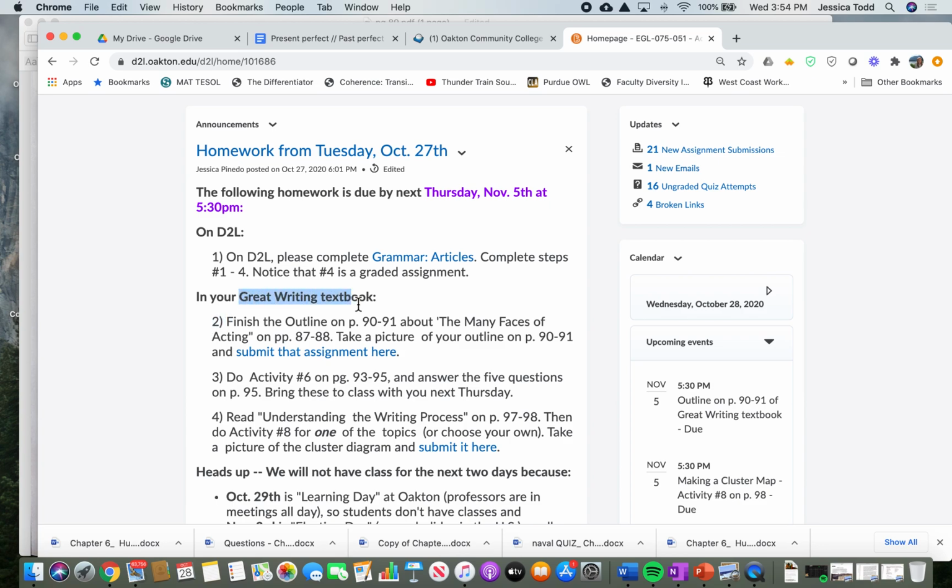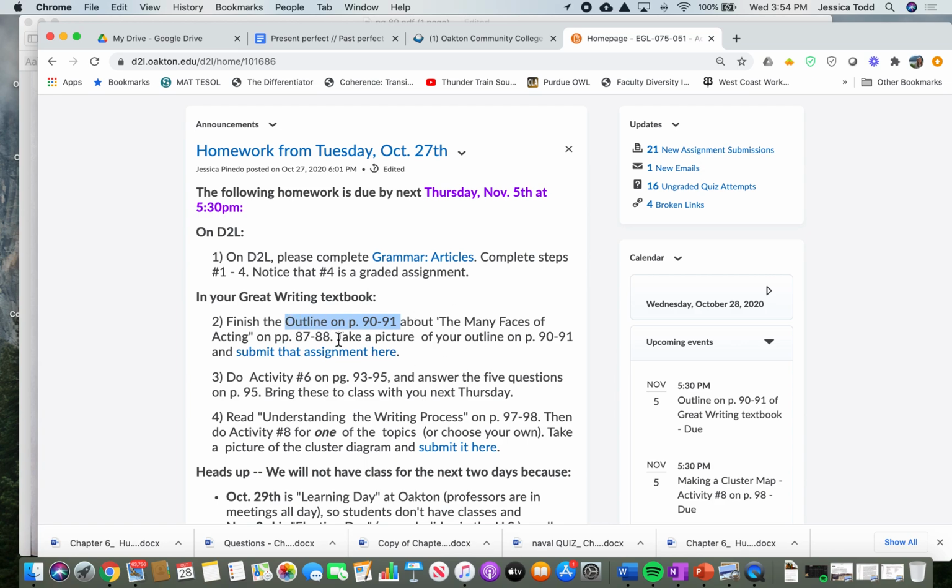So it says, in your Great Writing textbook, finish the outline on pages 90 to 91 about the many faces of acting on pages 87 to 88. The Many Faces of Acting is the title of the essay that we read for homework last week, right? And we answered some questions about it. So our job in this homework assignment is to make an outline for that essay so that we can understand the structure and organization of that essay.